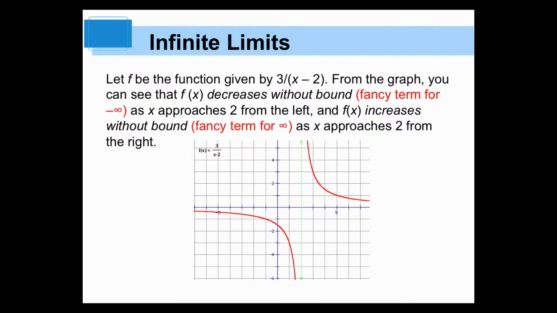So I took a function, 3 divided by x minus 2. And as you can see from the graph, there is an asymptote. It's a little hard to see because in my infinite wisdom I used green.